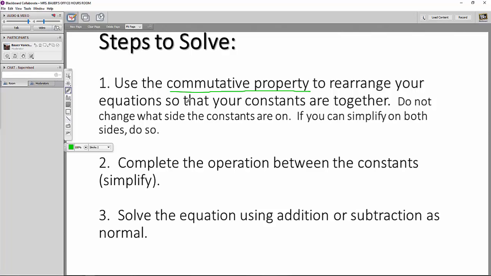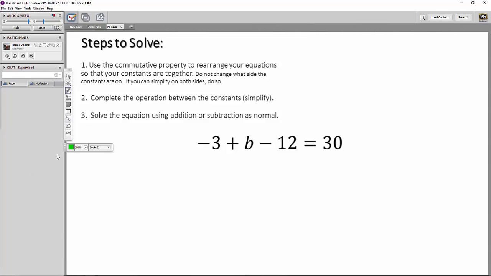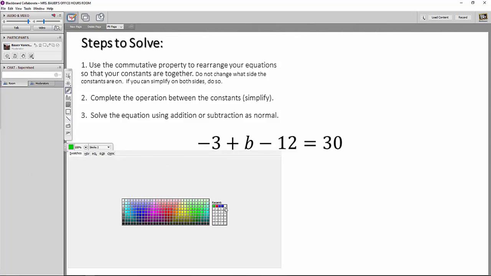You'll see in the future that we may be able to simplify on both sides, and if you can, go ahead and do that. We're going to complete the operation between the constants. We're going to simplify those constants, and then we're going to be set up to solve the equation using addition and subtraction as we did normally. So let's take a look at these examples while following those steps.